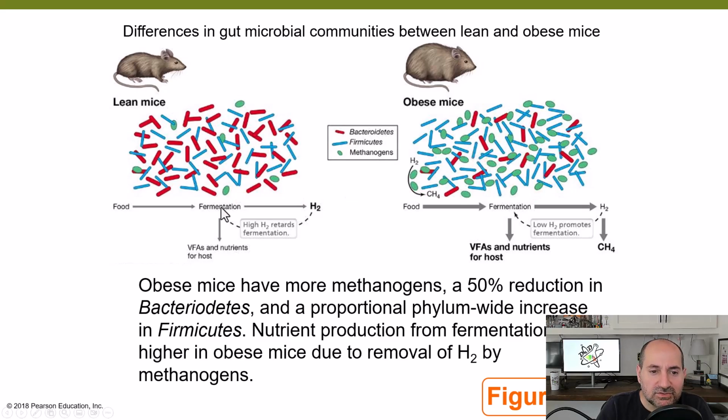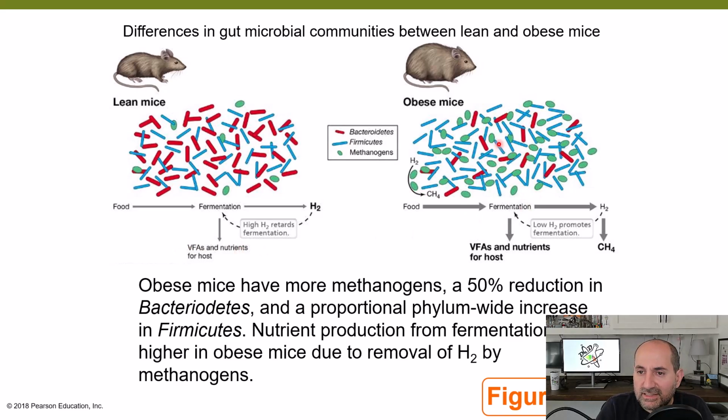And so how does this work? Let's go into this real quick. When you ingest food, that food is fermented. This fermentation provides volatile fatty acids and nutrients for the host. The host can use these nutrients. However, during fermentation, hydrogen gas is also produced, and hydrogen gas can feed back and slow fermentation, thereby limiting the amount of fatty acids and nutrients for the host.